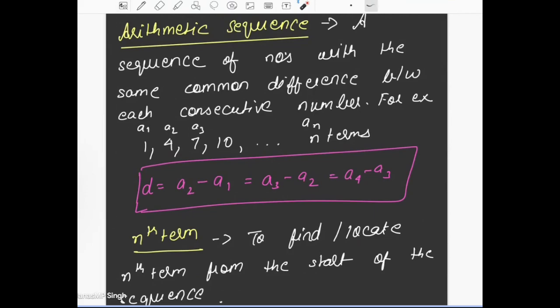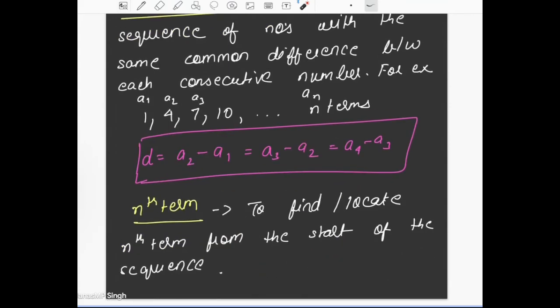So in this, the common difference will be 4 minus 1, which is 3. You do 7 minus 4, 3. You do 10 minus 7, again 3. So see, this number is common. That is the common difference. Done. Easy.